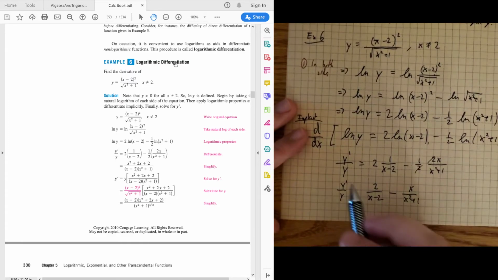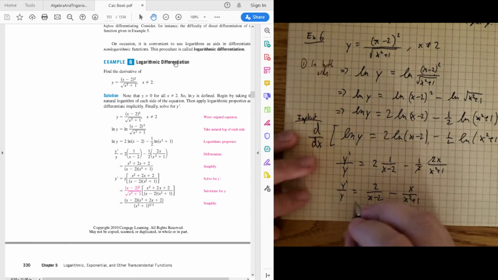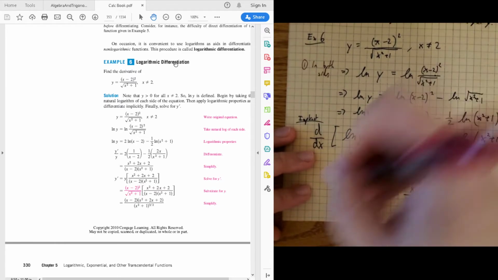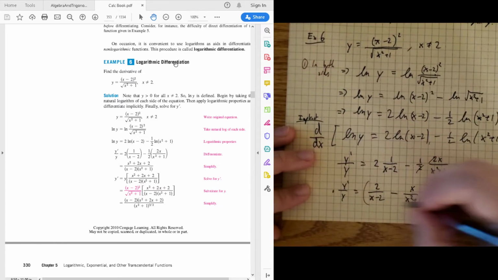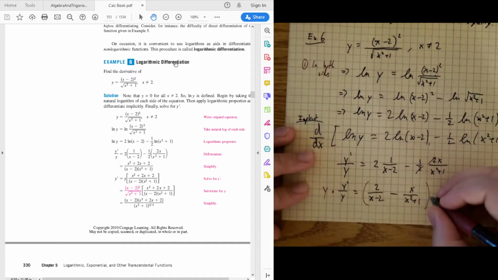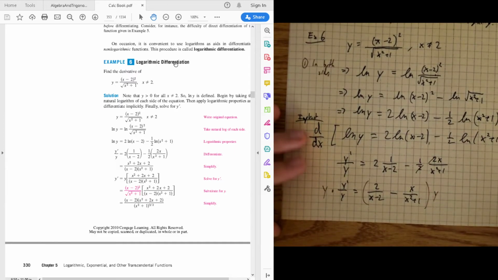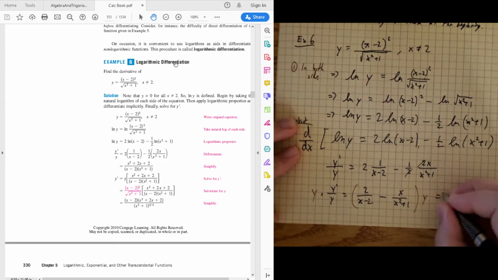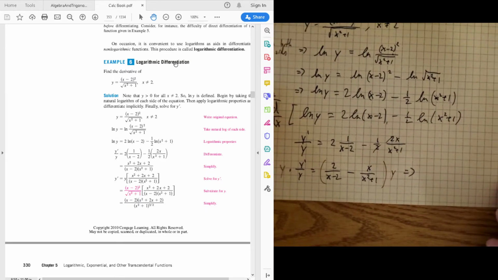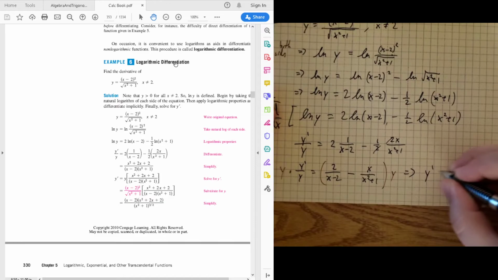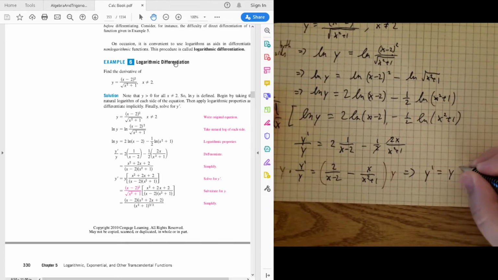Now, I don't want y prime over y. I want just y prime. So using an algebraic property, I'm allowed to multiply both sides of an equation, and I'm going to multiply by y. When I do so, I get the following new equation. Y prime equals y times (2 over x minus 2 minus x over x squared plus 1).